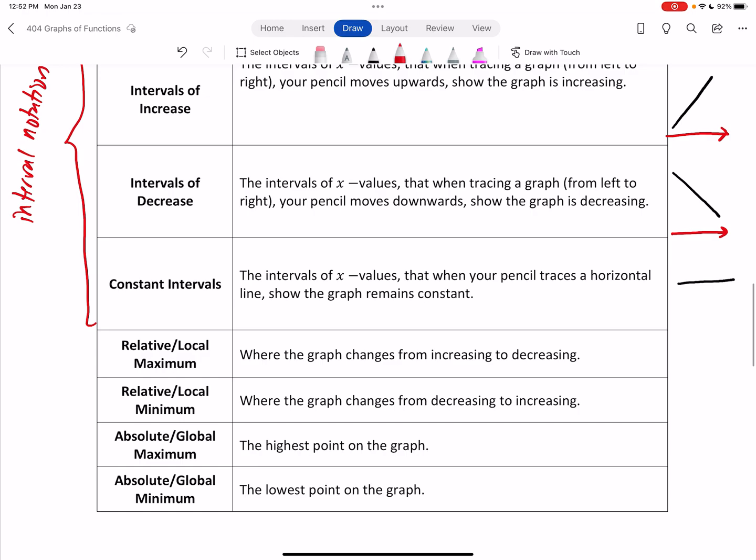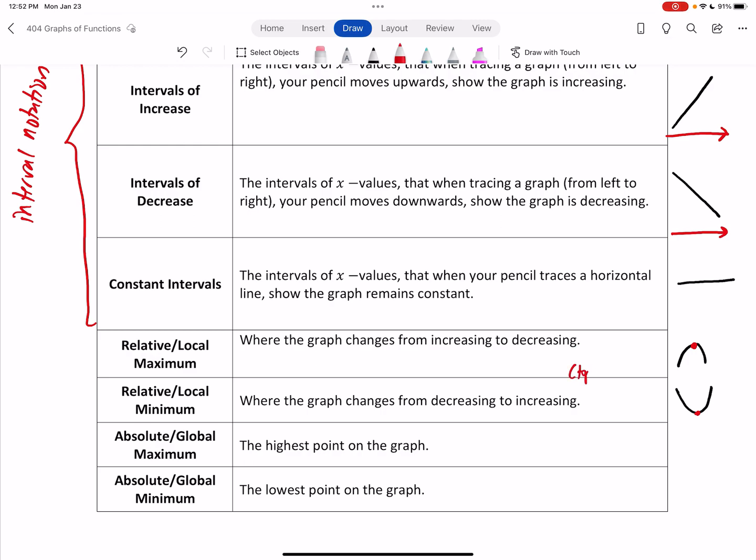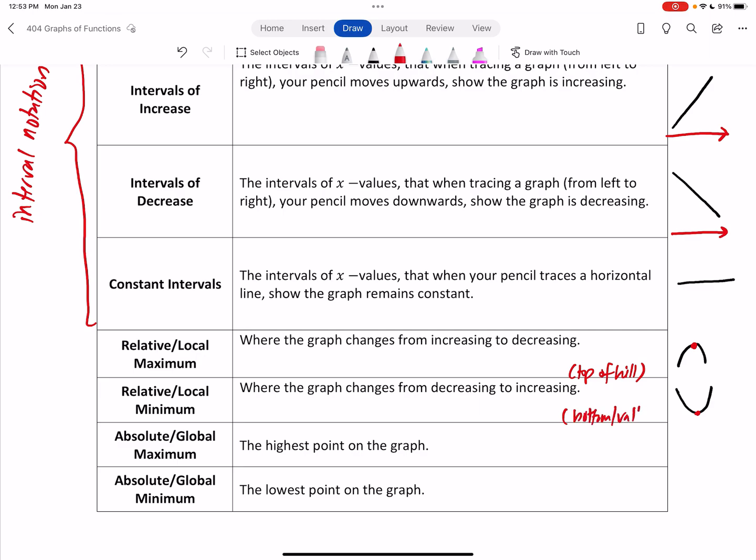Okay, maximums and minimums. So we're going to talk about two kinds of maximums and minimums. A relative or local maximum or a relative or a local minimum is any place where the graph changes from increasing to decreasing or decreasing to increasing. Kind of think of maximums as tops of hills and minimums as bottoms or valleys. Now, you do not have to be the biggest point in the whole graph. You just have to be bigger than the pieces around you.